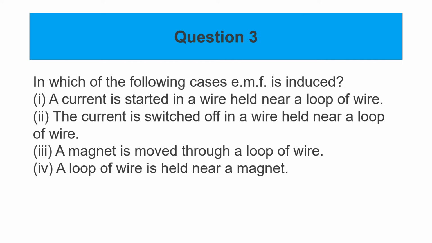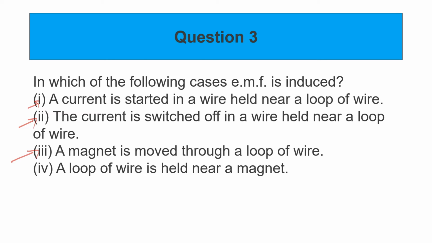Question number 3. In which of the following cases is EMF induced? Part 1. A current is started in a wire held near a loop of wire. Second choice. The current is switched off in a wire held near a loop of wire.